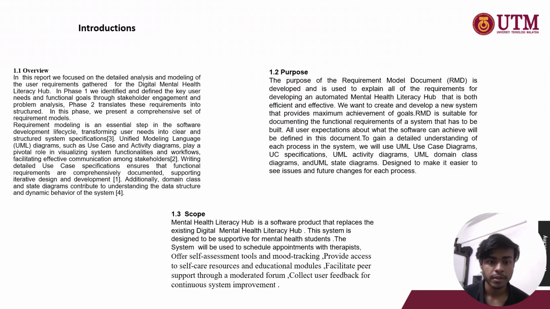Hello, Assalamu alaikum. My name is Rahman, and today I'm going to explain the introduction of the phase 2 report. To overview phase 2, we have to go through phase 1, what we did. We identified the key users' needs and functional goals through stakeholder engagement and problem analysis in phase 1. But in phase 2, we translate these requirements into structures. To gain a detailed understanding of requirement modeling of each process in phase 2, we also use UML use case diagram, use case specifications, UML activity diagram, UML domain class diagram, and UML state diagram.